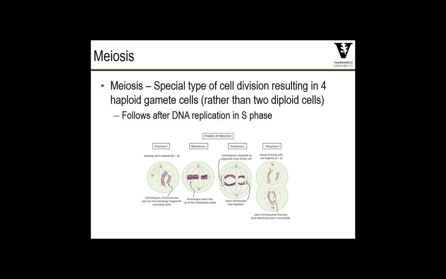So the other type of cell division that's really important to know about is meiosis. In meiosis, instead of going from a single cell with two copies of each chromosome to two cells with two copies of each chromosome, you start with a single cell with two copies of each chromosome, and you end up with four cells with one copy of each chromosome. And those are actually unique. Those are actually not the same. And it's really important that they're not the same in order to have genetic diversity.